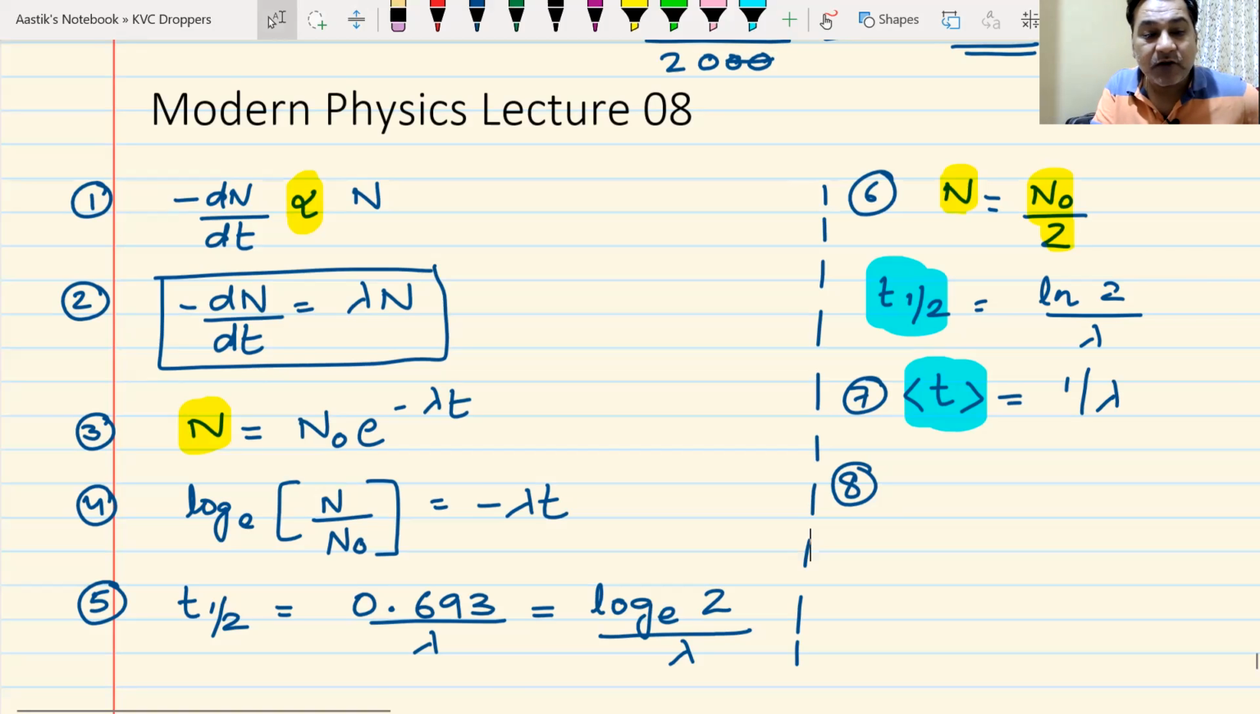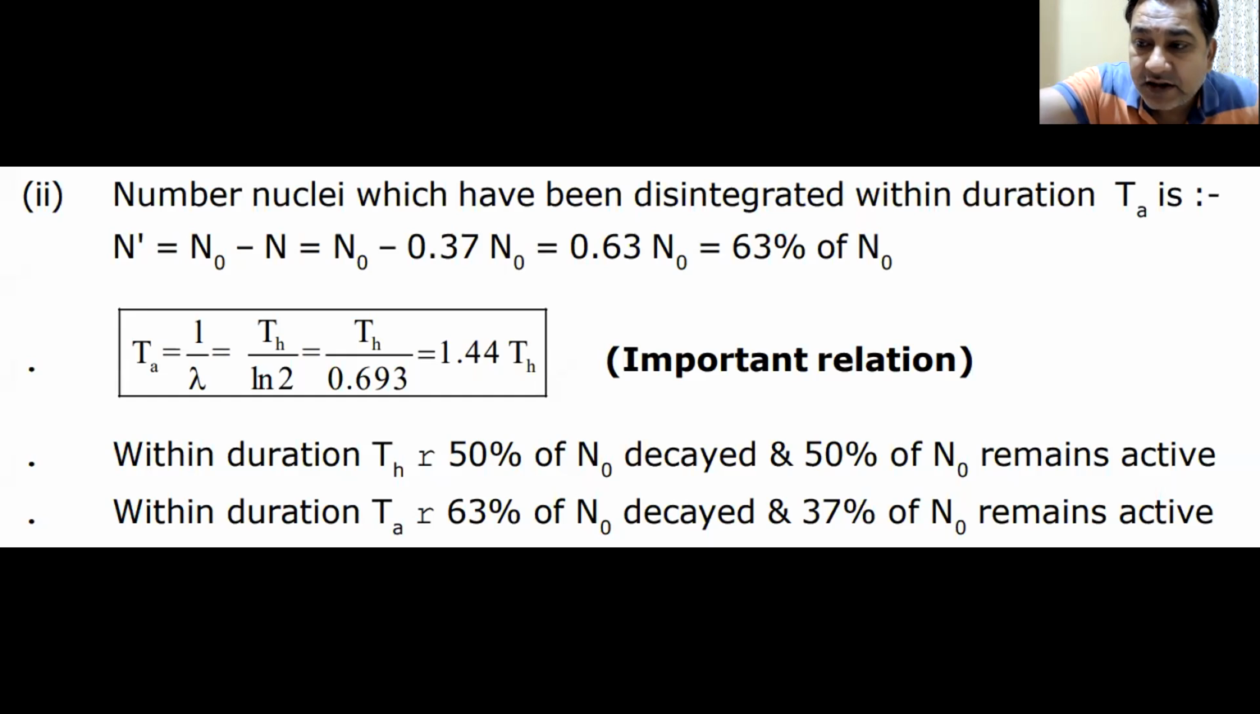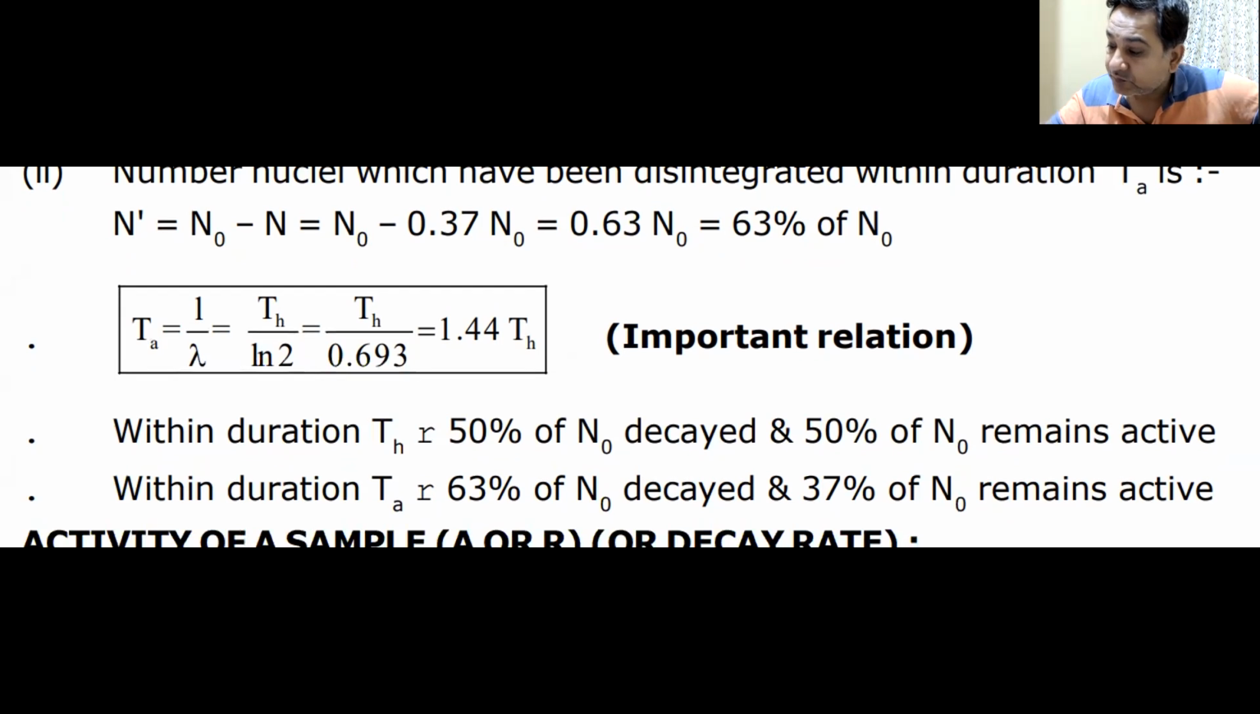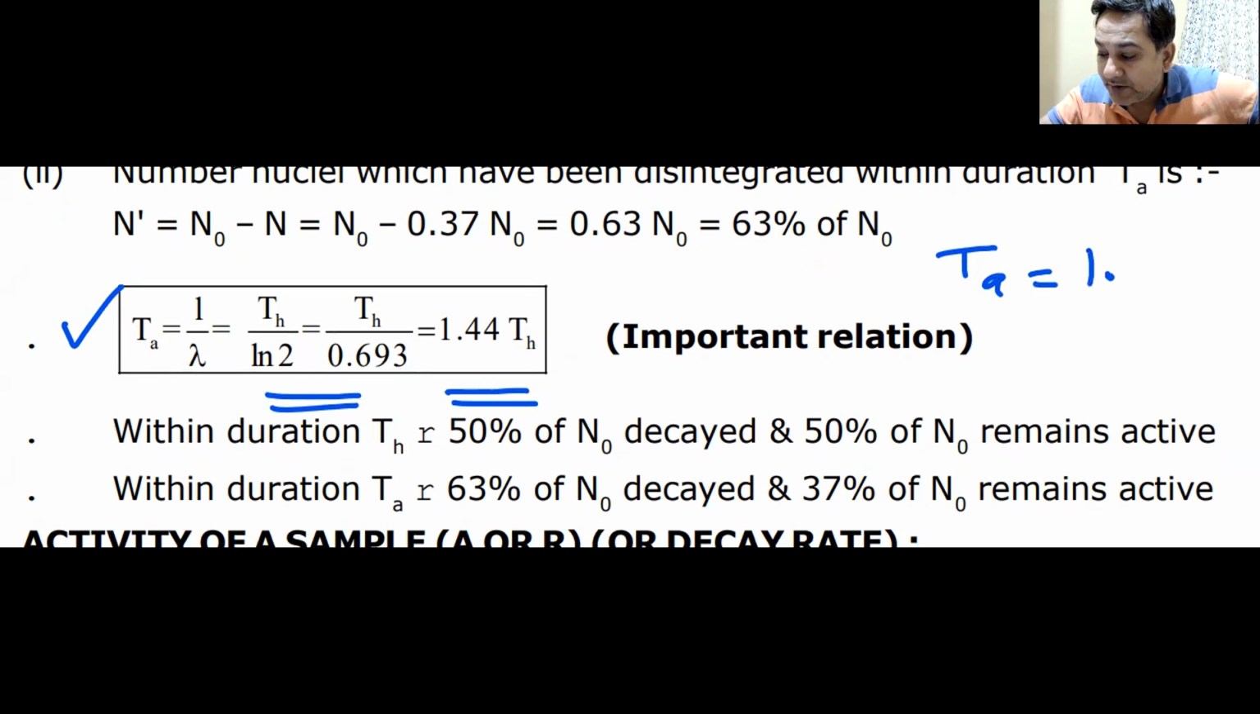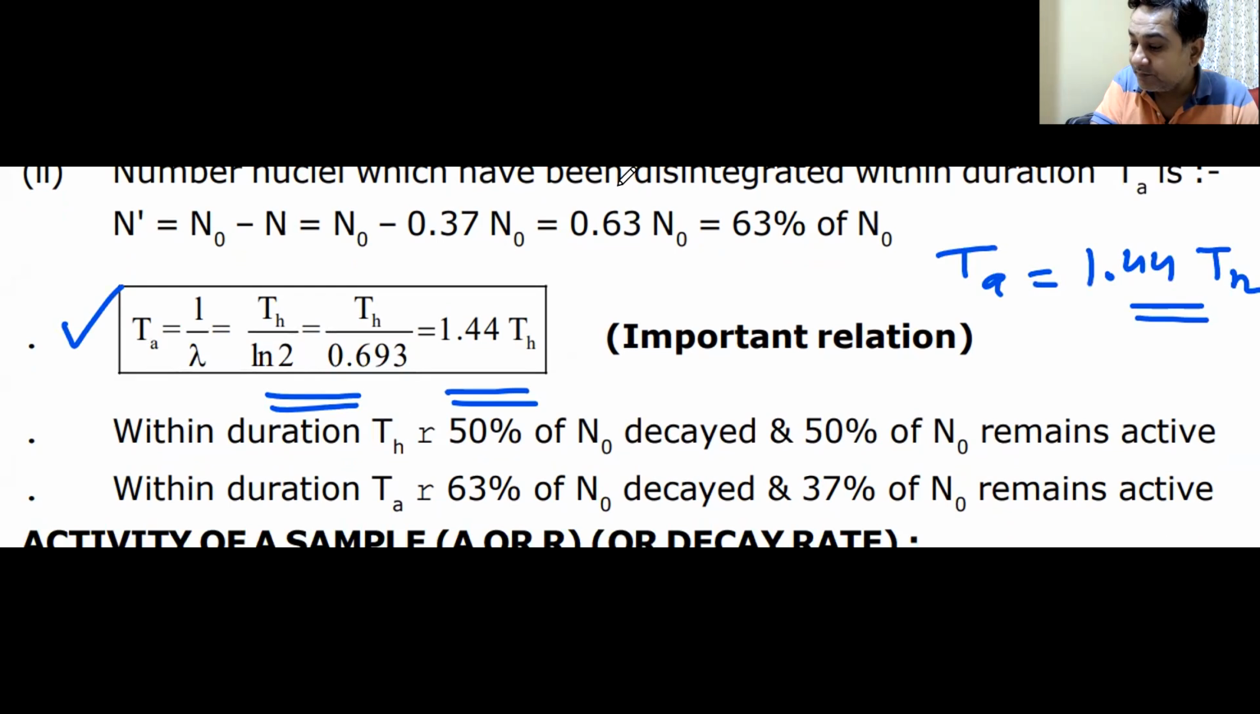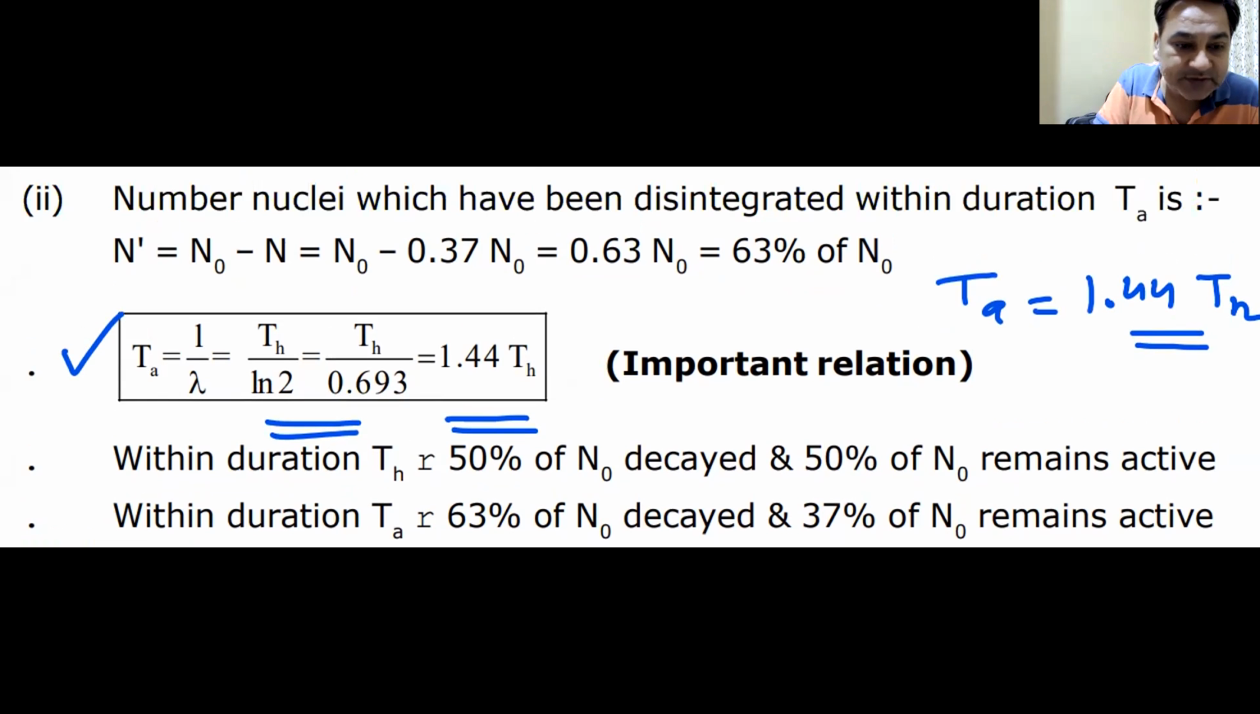This was the formula that I was talking about, and that was the last thing that we did in the class. This is the relation between T average and T half. Do we remember this? Do not forget this. T average is 1.44 times T half. Will you remember this now? Okay, sir. So I have faith in what you are saying.